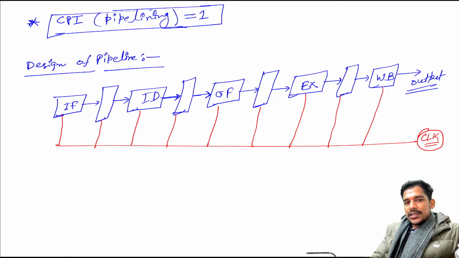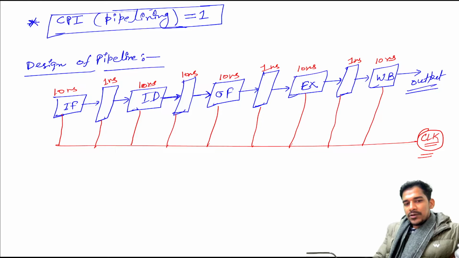For example, let us say all the pipeline stages are taking the same amount of time. Let us say buffer delay is 1 nanosecond. Let us say this is 10 nanoseconds. All the stages are taking the same amount of time, something like this. Okay, so in this case, when we talk about the frequency of this clock, the frequency of this clock will be set to the stage delay plus the buffer delay.